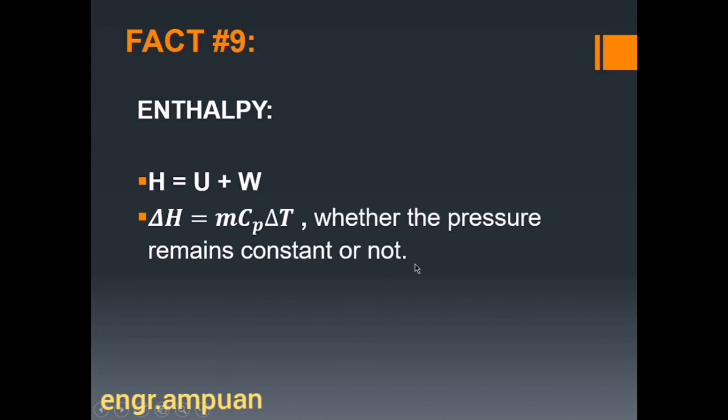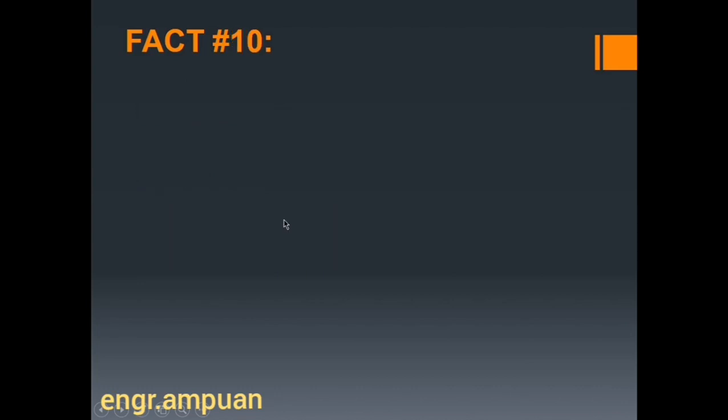So it means that in all processes, you are going to use this equation, C sub P, except when the change in temperature is equal to 0, because of course it is obvious that the change in enthalpy will equal 0. So the last fact about this topic is the entropy.